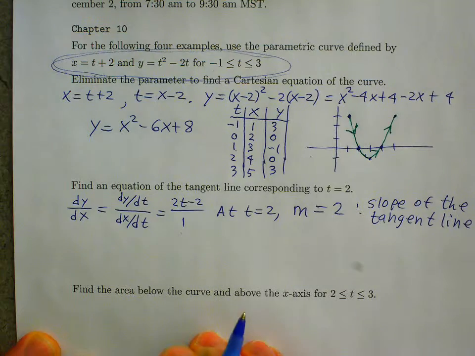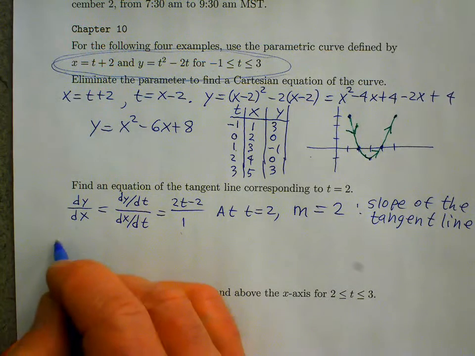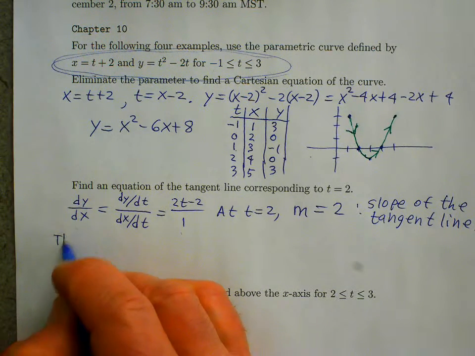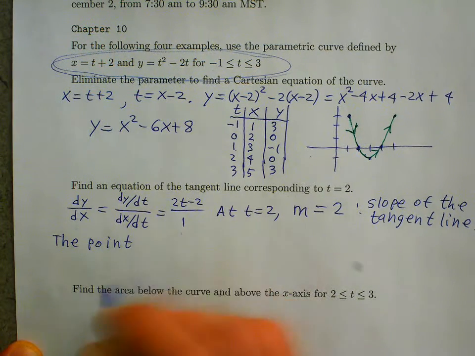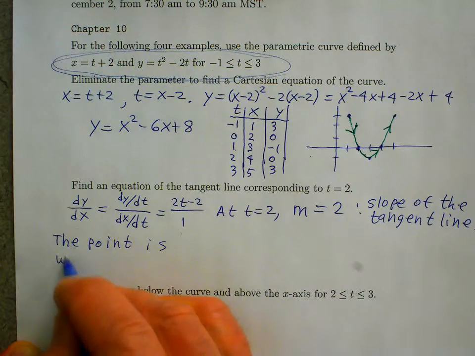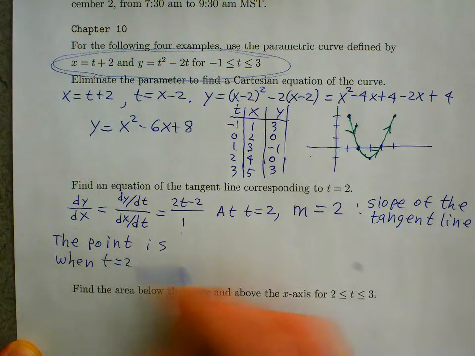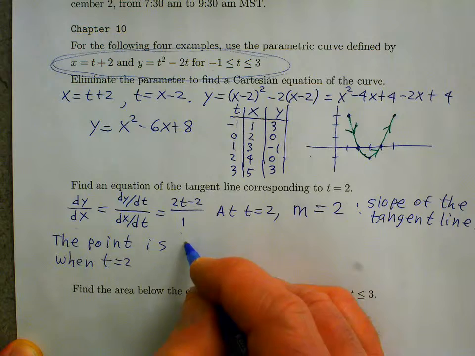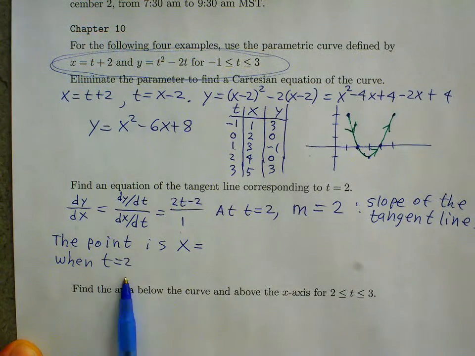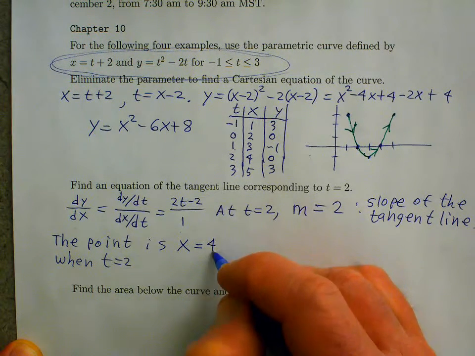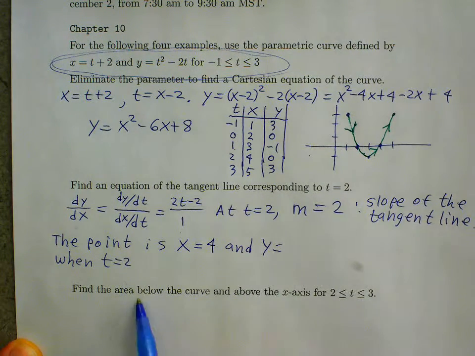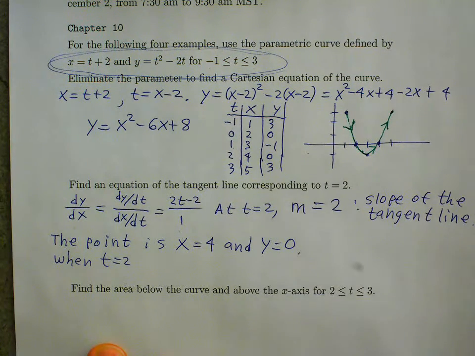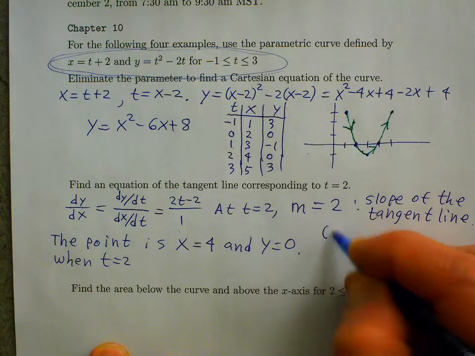And we also need a point. So the x and y coordinates of the point corresponding to t equals 2. This is when t equals 2. Okay, the x coordinate when t is 2 is 4. And y is 0. Okay, so now we have all the information we need.